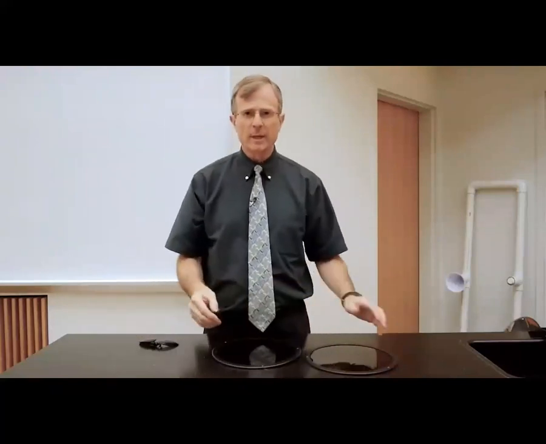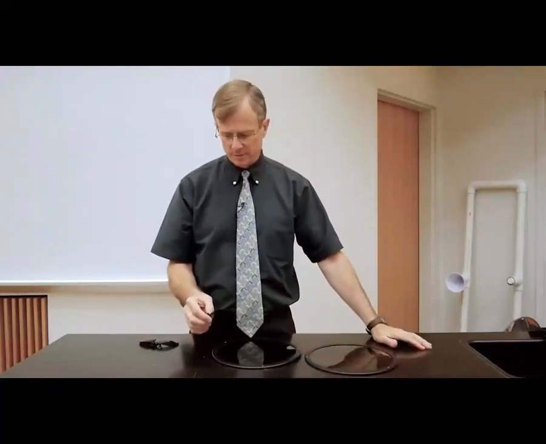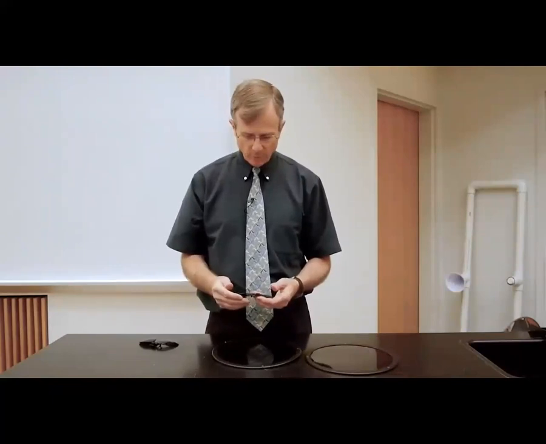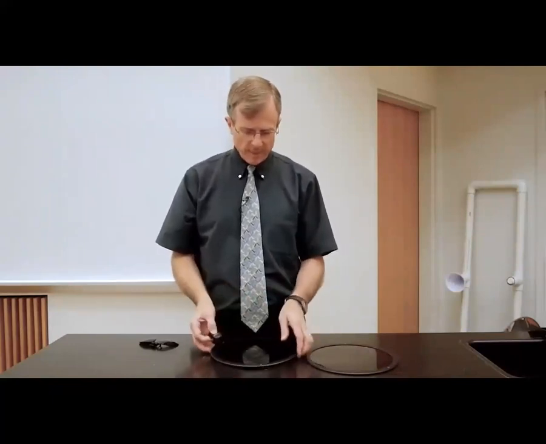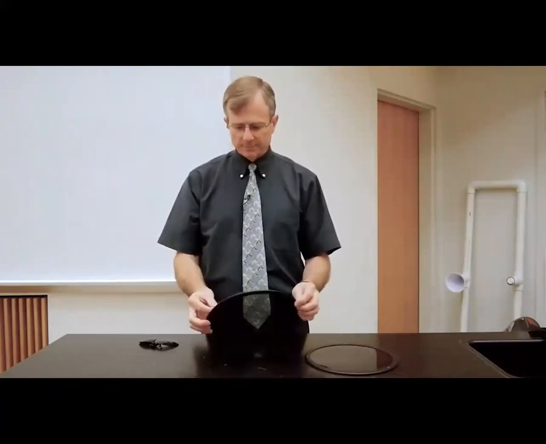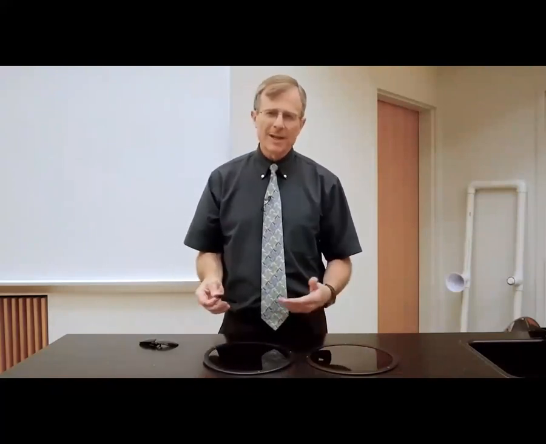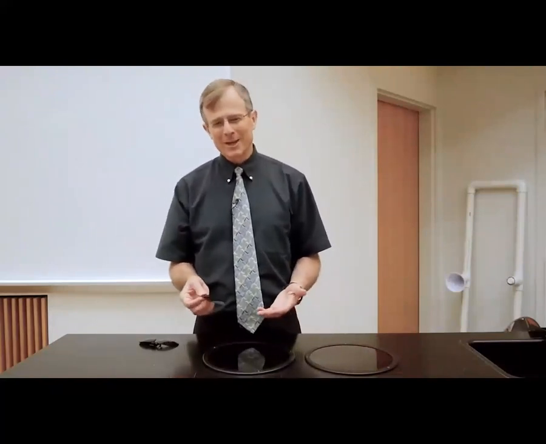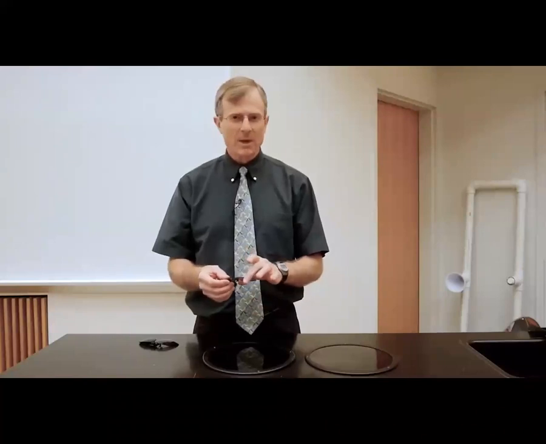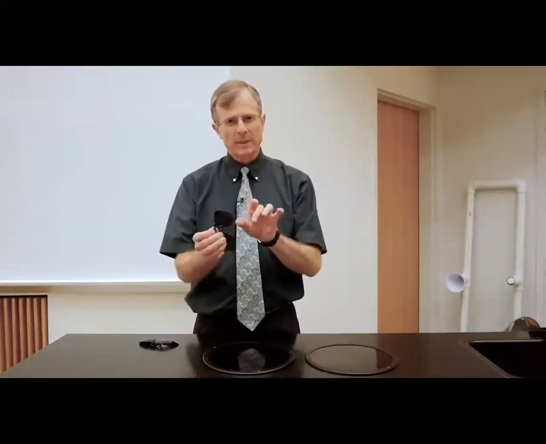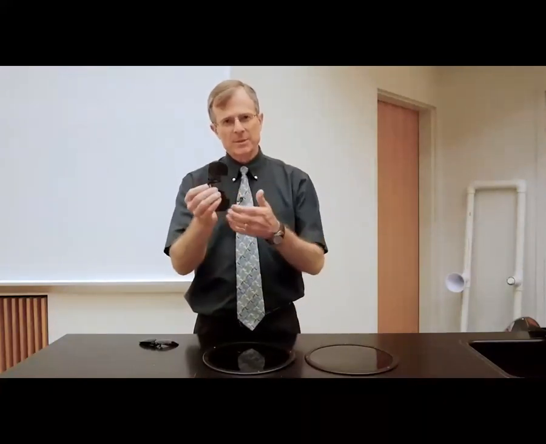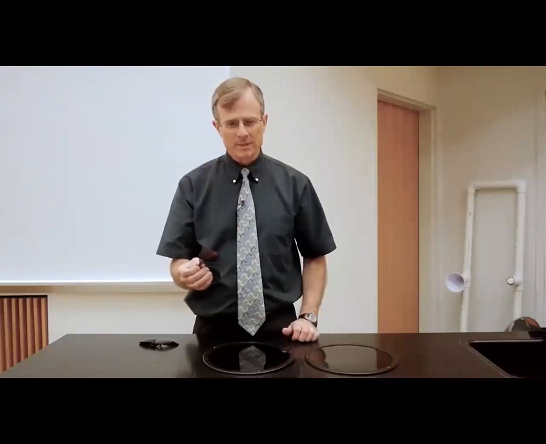And Polaroid, I believe, was the first company that produced polarized lenses. And you can find out if your lenses are polarized or not by taking one lens off and then turning it perpendicular to the other one. And if the image disappears, then you know they're polarized lenses.